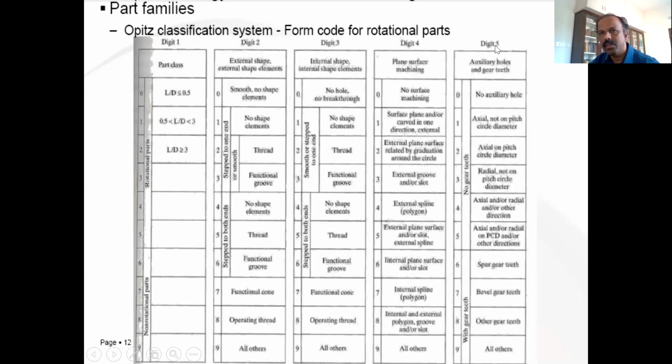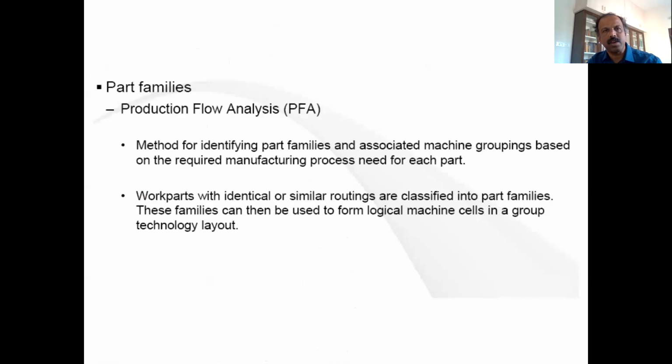Similarly, we have digit 5, which is auxiliary holes and gear teeth. Depending upon all these categories, we indicate the number. Now, as I just said, the complexity involved in identifying the part and placing it into an individual part family will take a larger amount of time, right? That is what is called the OPITZ classification system.